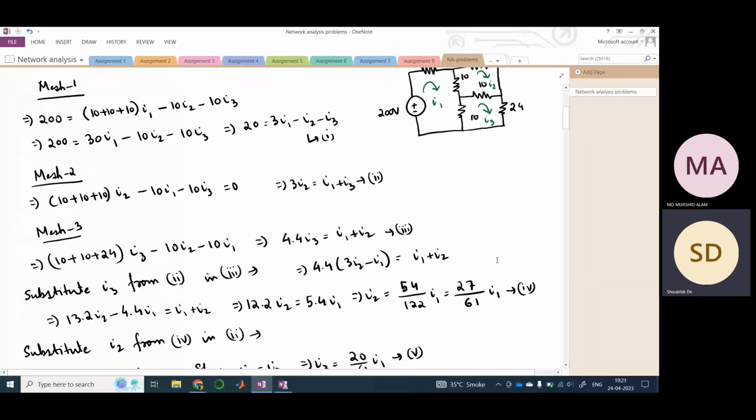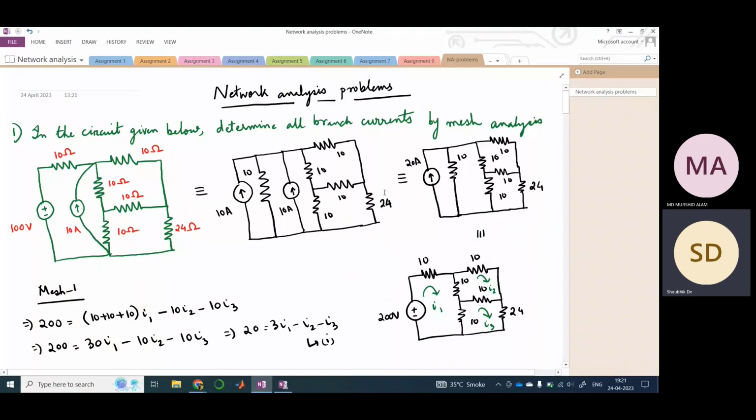So the main important concept is this source transformation here. I mean, you can also do like this, right?